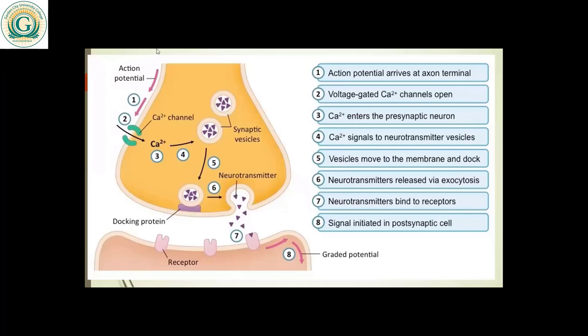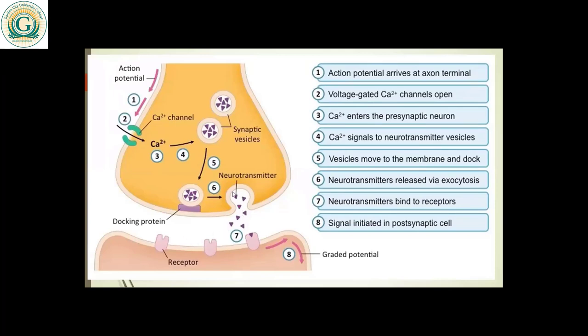First of all, we have the impulse arriving at the axon terminal. When it gets here, it triggers the voltage-gated calcium channels to open. When the calcium channels open, calcium will move into the cell. When calcium gets into the cell, it also triggers these vesicles to move to the surface of the cell membrane. When it gets there, it binds to this protein and causes the vesicle to fuse with the cell membrane, releasing the neurotransmitters into the synapse.